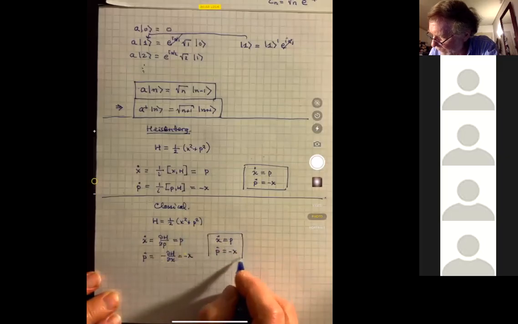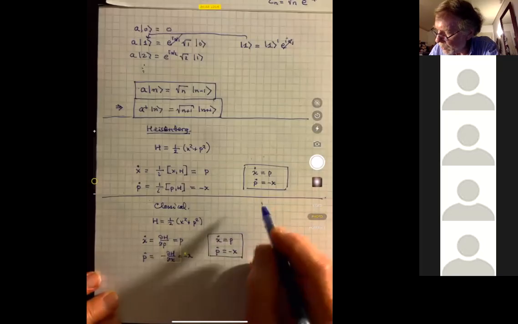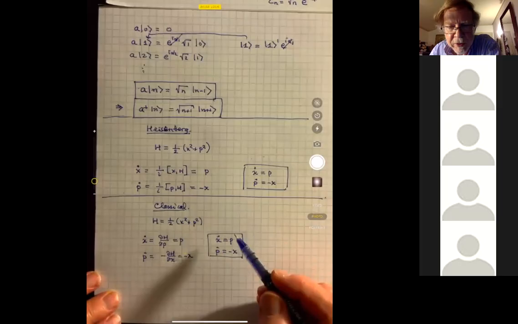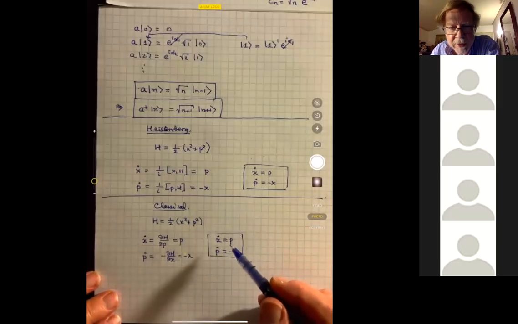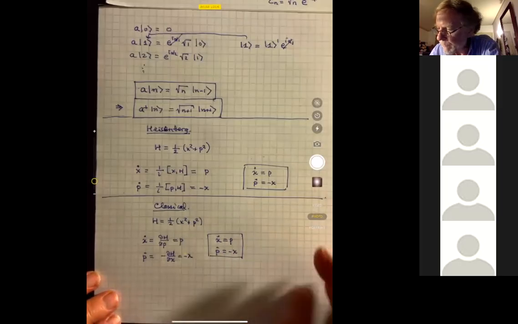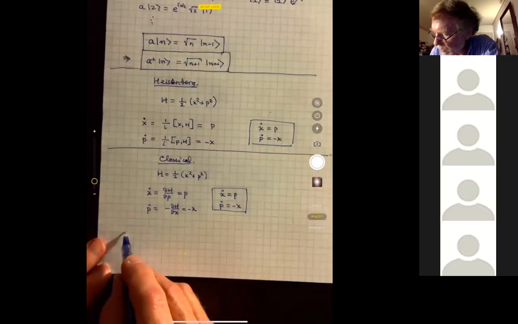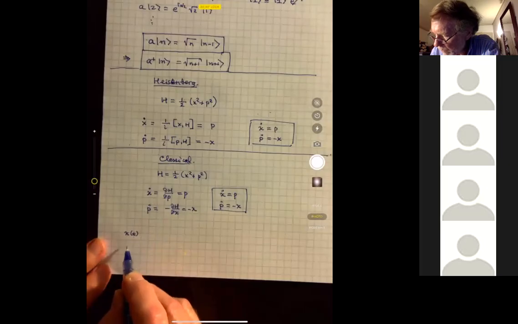And lo and behold, they have exactly the same form as the Heisenberg equations of motion, but with a reinterpretation of the symbols. The symbols, of course, classically are C numbers rather than operators. Now that makes it quite easy to solve the classical equations of motion. It's just elementary solutions in classical mechanics.